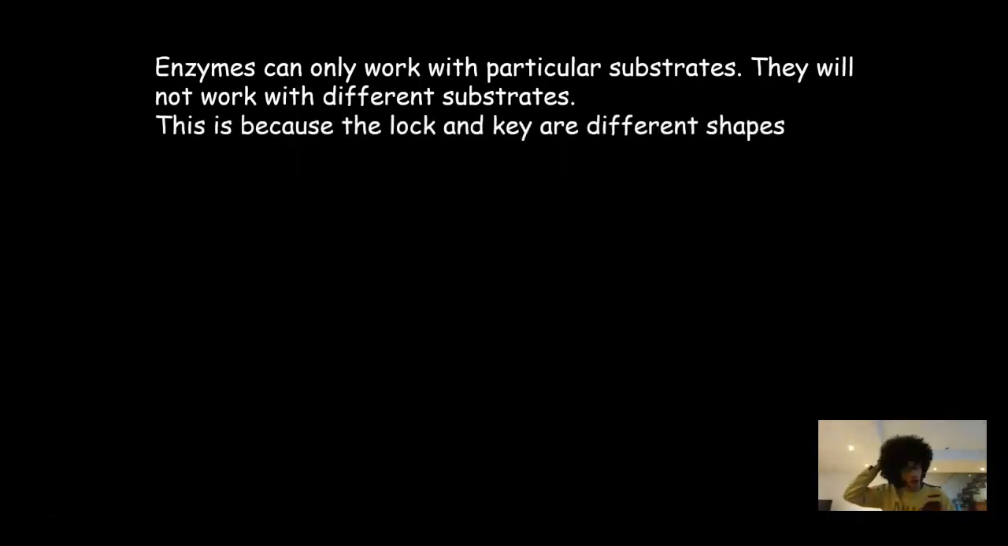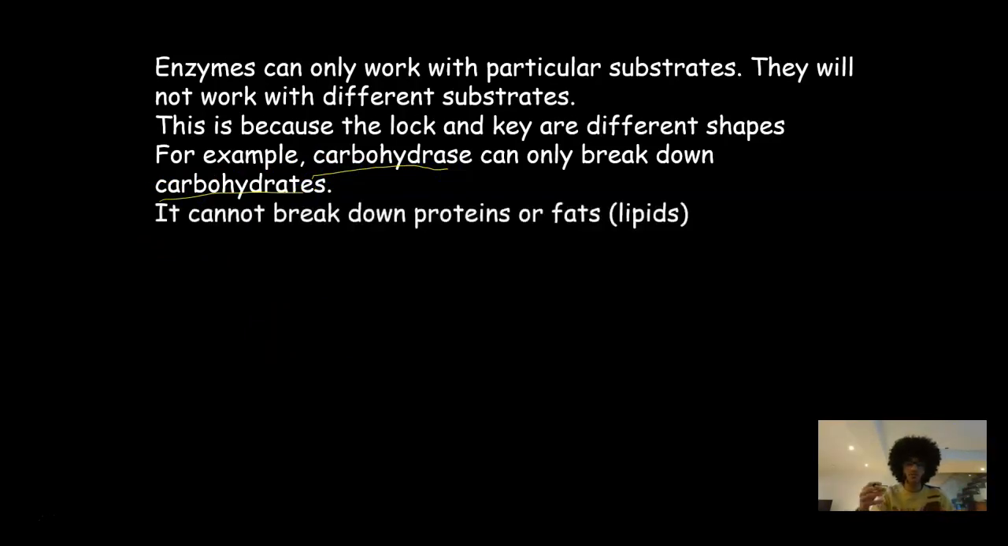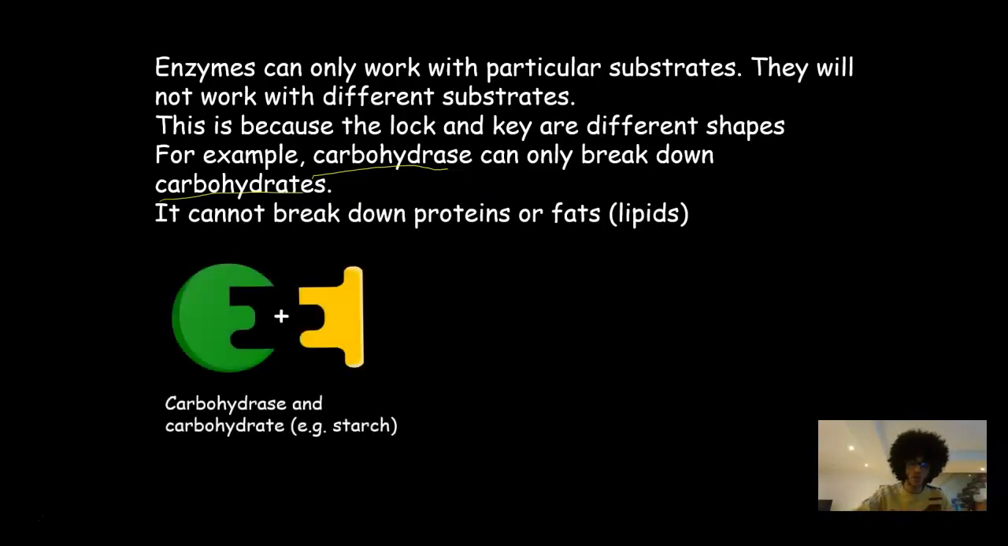Now, enzymes can only work with particular substrates. They're not going to work with any substrate. The reason for that is because there are different shapes between the enzyme as well as the substrate. So for example, if we think about carbohydrase, which is an enzyme, it will have a very specifically shaped active site, and it can only break down carbohydrates because those shapes fit into each other. Whereas proteins or lipids, or fats rather, can't be broken down by carbohydrase because the shapes are different. So if we look at these two, here we've got carbohydrase, which is this enzyme, and you've got carbohydrates over here, such as starch, and they fit in perfectly, as you can see.